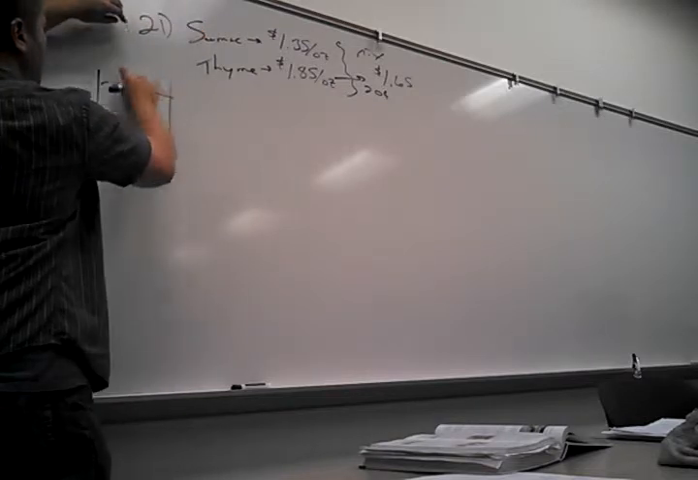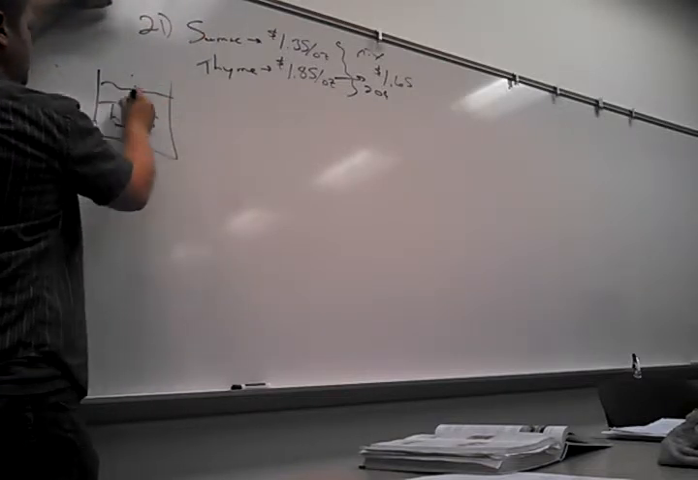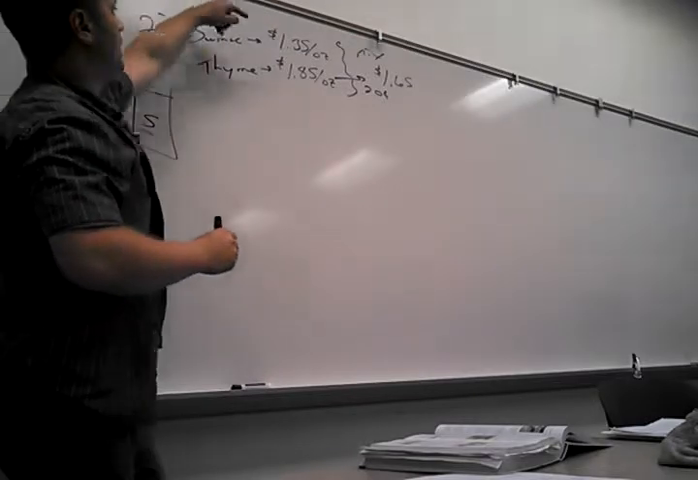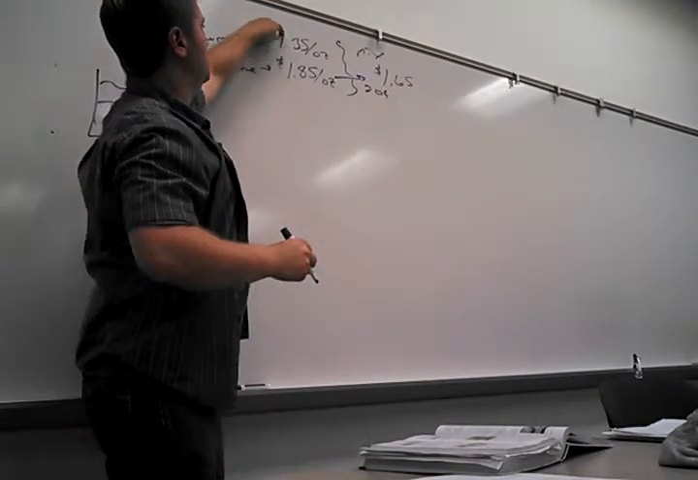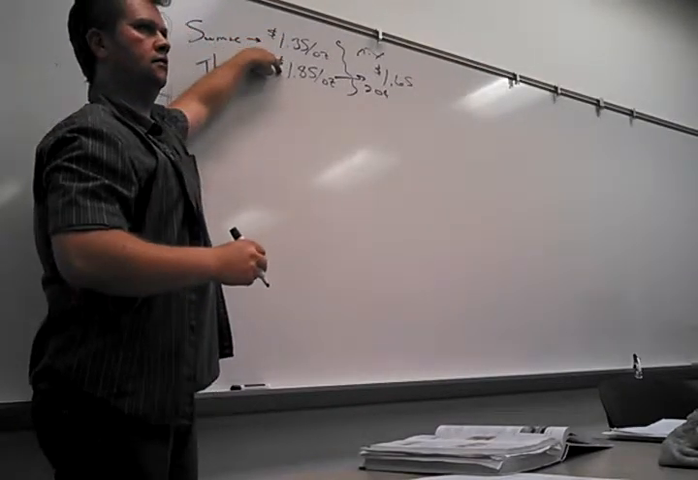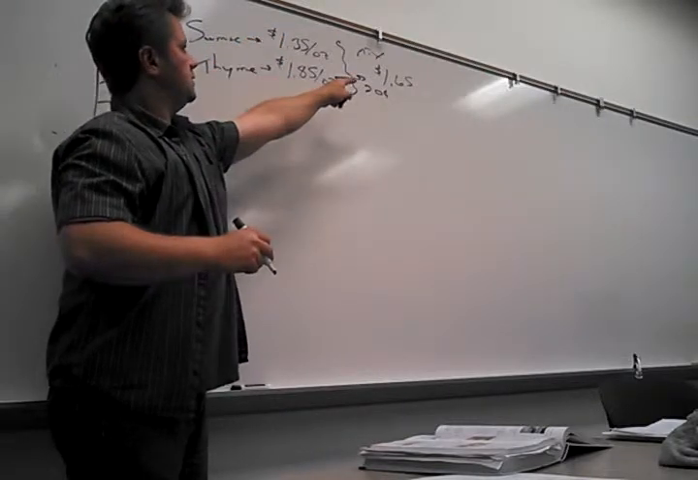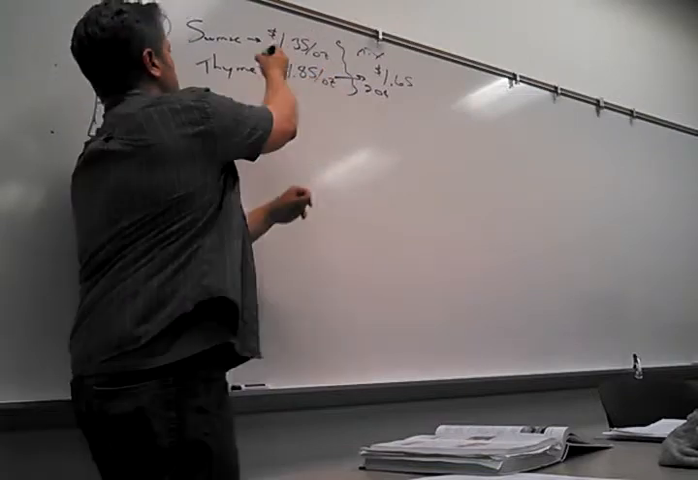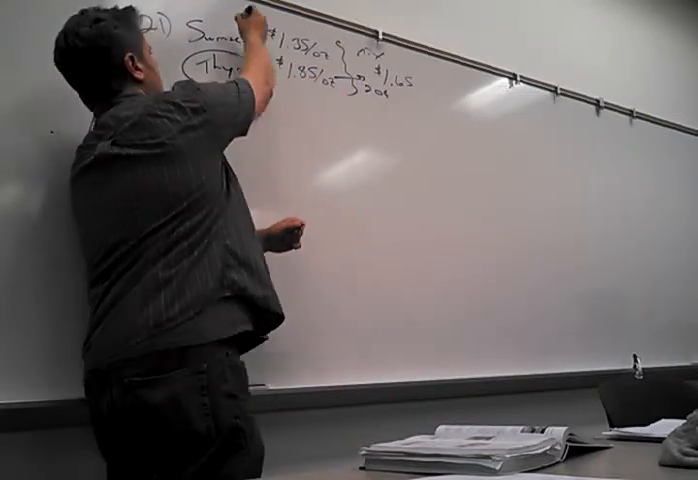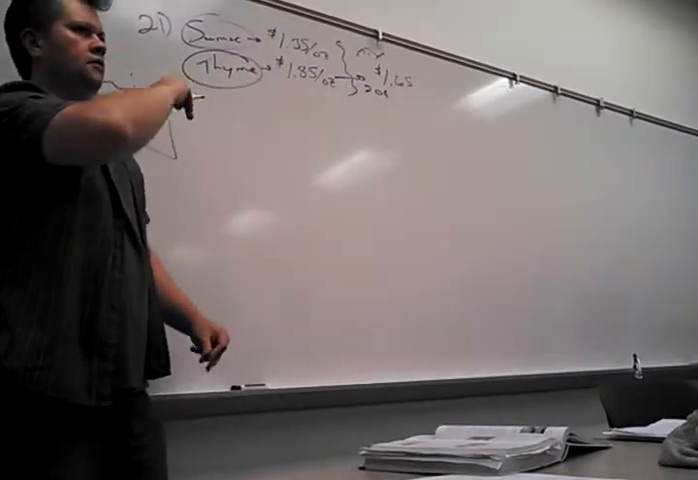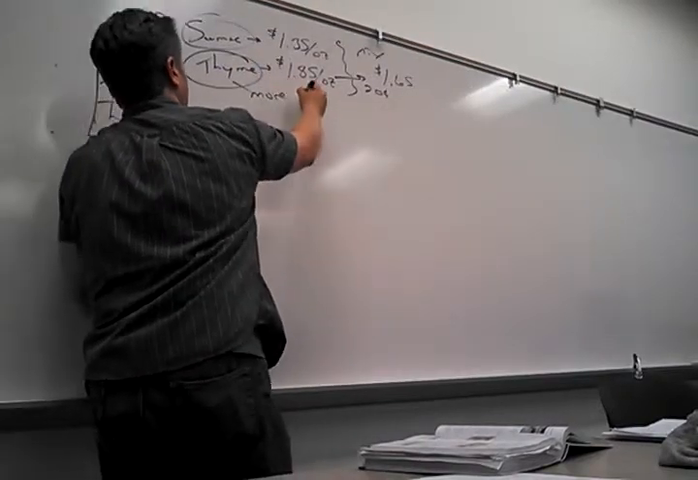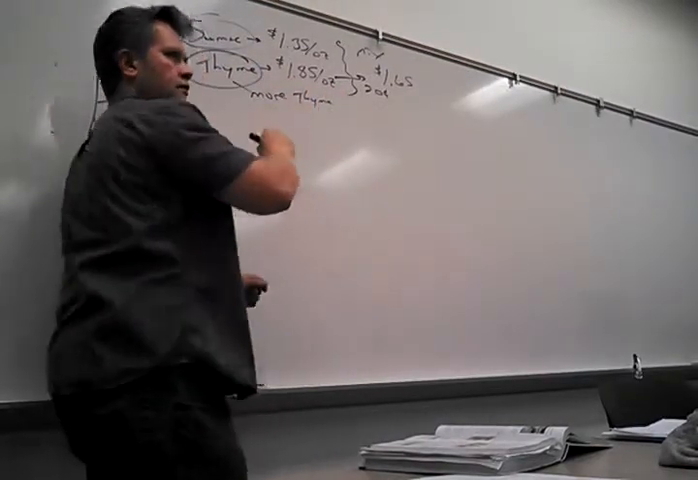If I put the same amount of sumac and thyme together, then the price would be the average of these two. And the average of these two is $1.60. If you average these two, you get $1.60. Isn't it $1.65? It's a little more expensive. So I must have put more of this in than there is of this. So there must be more thyme in that thing.